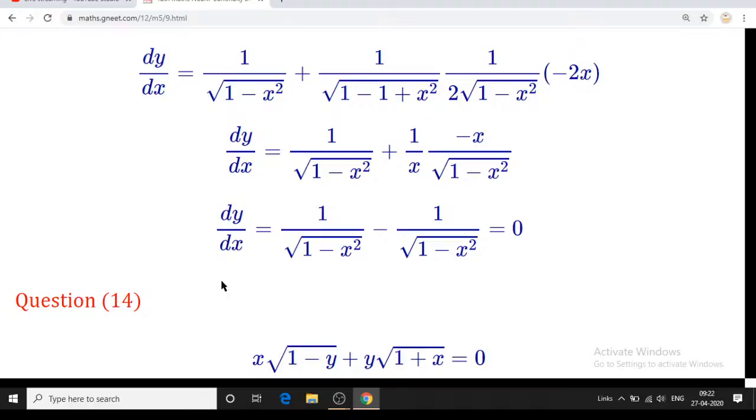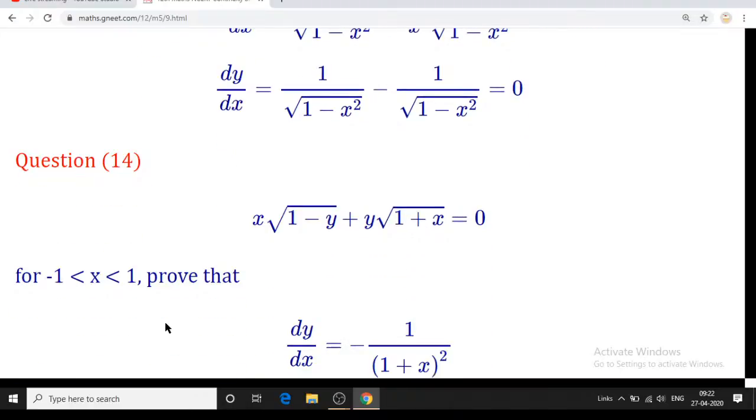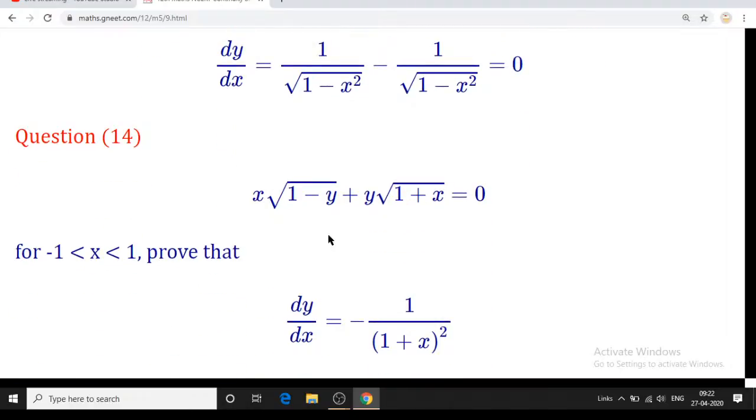Now we are going to solve the 14th question. That is a different question. They have given x under root of 1 minus, sorry, it is 1 plus y, not minus y, plus y under root of 1 plus x is equal to 0. It is a plus y given. And we have to prove that dy by dx is minus 1 upon 1 plus x the whole square.